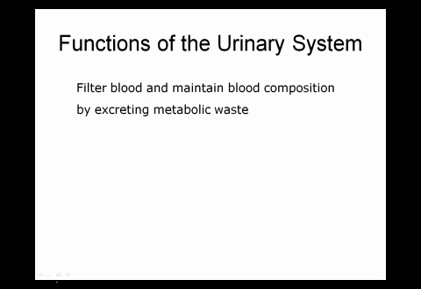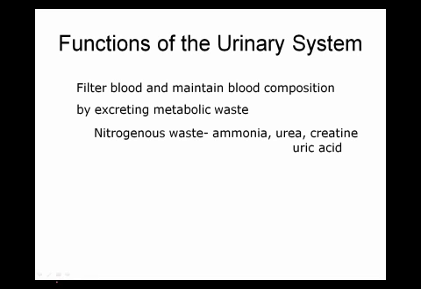Functions of the urinary system. The urinary system is very important in maintaining homeostasis because it filters the blood and maintains the composition of the blood by excreting metabolic waste products. Recall in our lesson of the cardiovascular system, the cardiovascular system really links all other body systems together, and so if blood composition changes and gets outside of the physiological parameters, other body systems are very quickly going to begin feeling the effects of that. And so the urinary system is critical in maintaining blood composition and overall homeostasis.